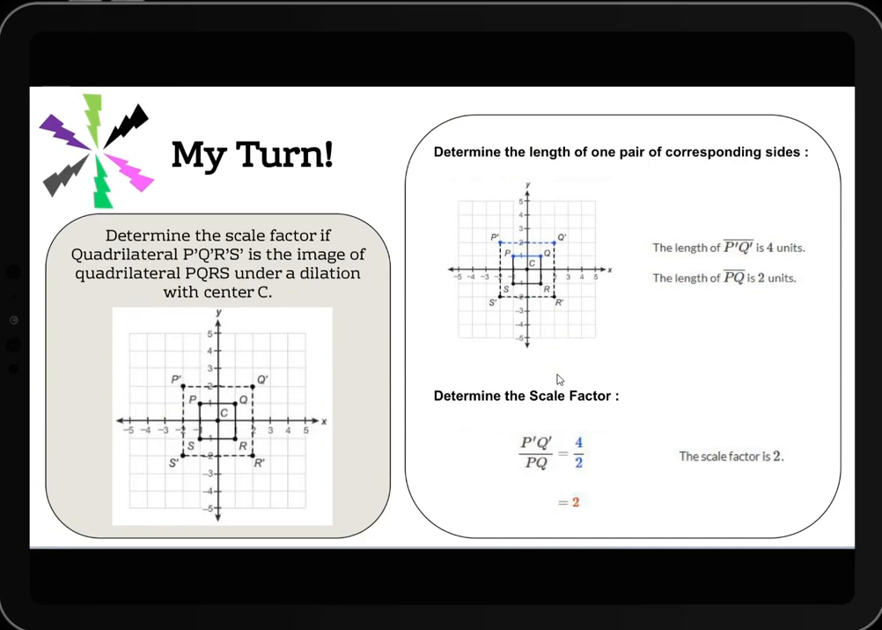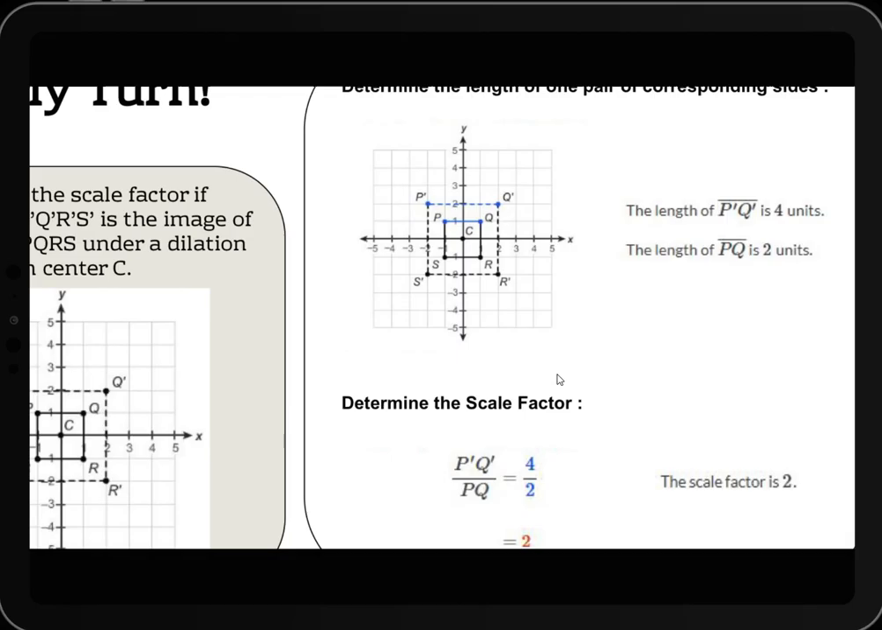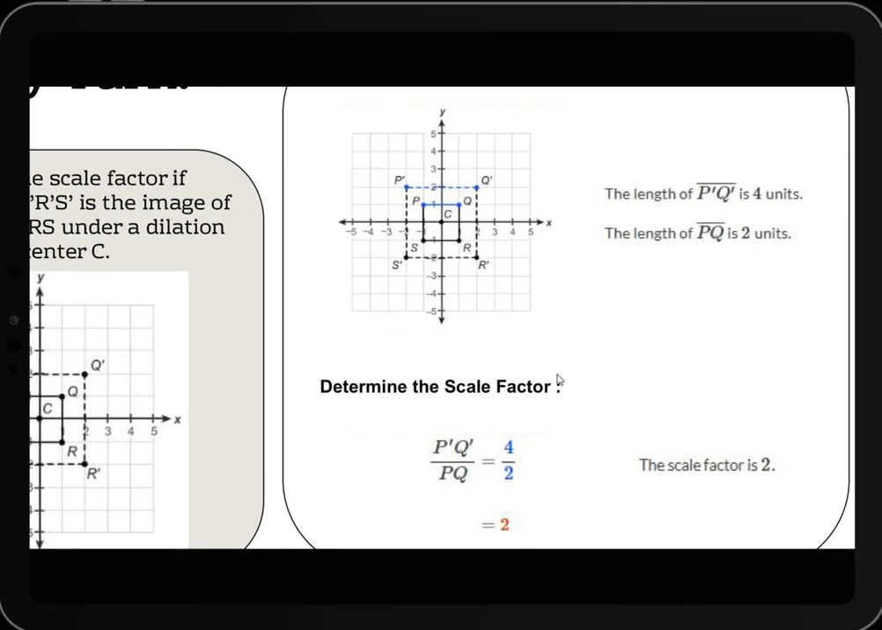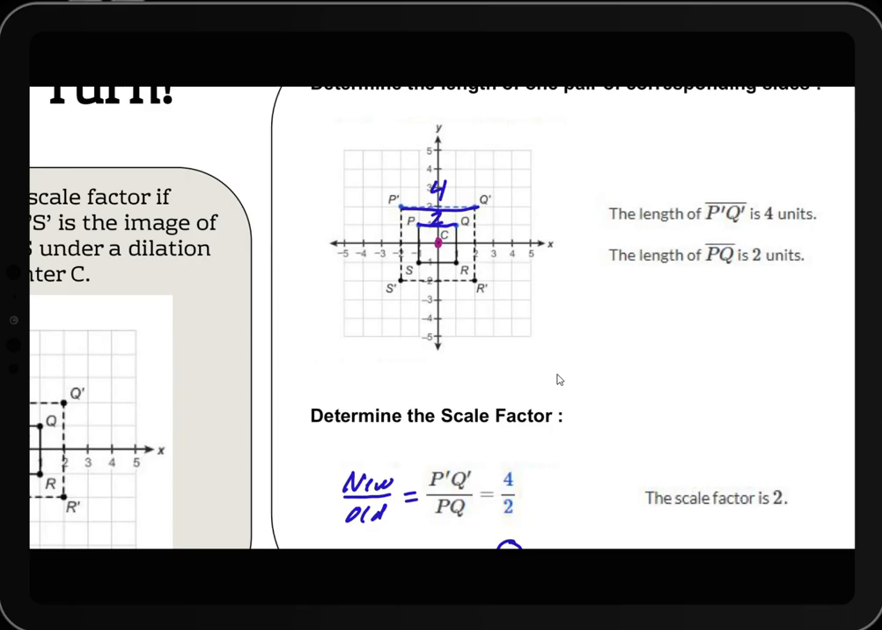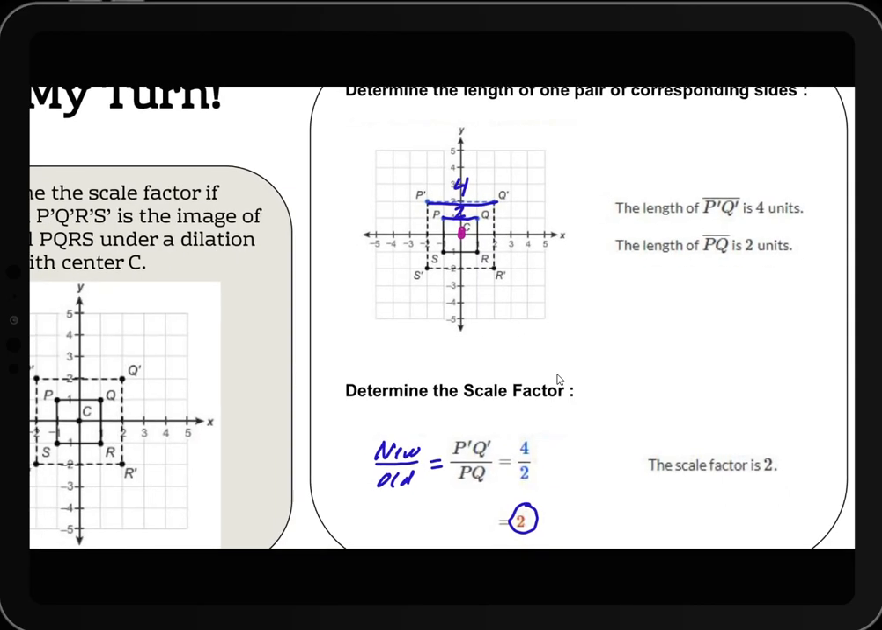So in my case here, one way I can find the scale factor is by comparing the lengths of the new to the old. So this is new and this is old, and they did 4/2. So the length of 4 divided by its corresponding pre-image length, that gives me the scale factor as well. Now I notice that C is the center of dilation there, and it is not between Q prime and Q. If it's not between them, it's a positive scale factor, as is the case here.